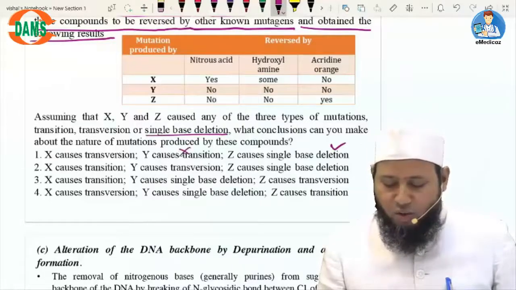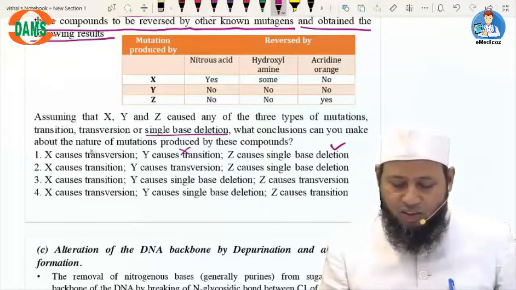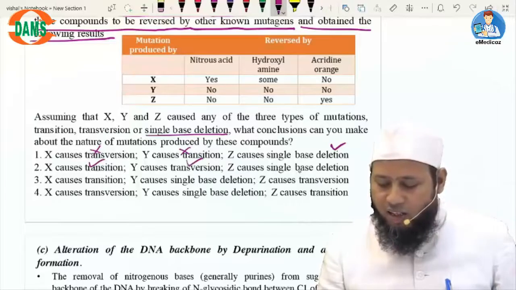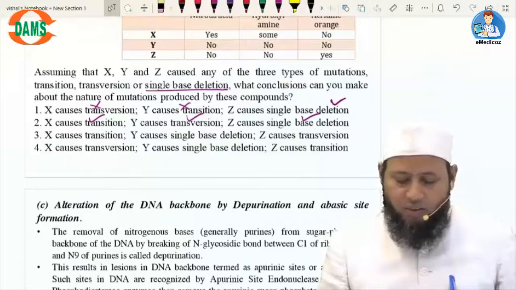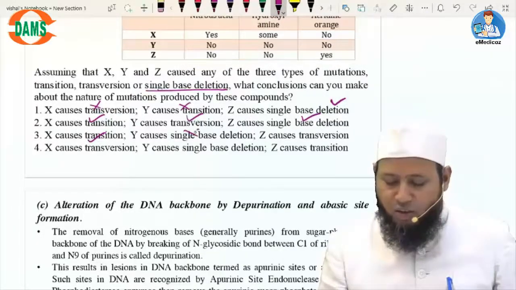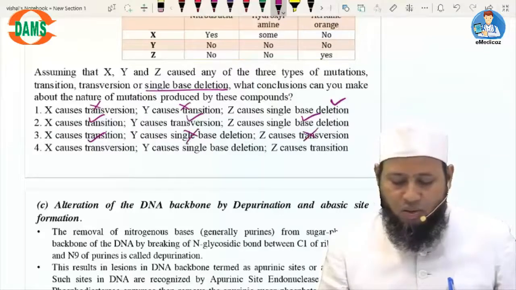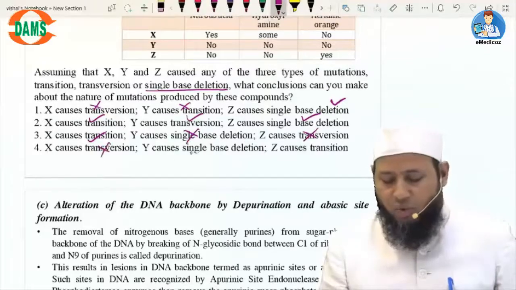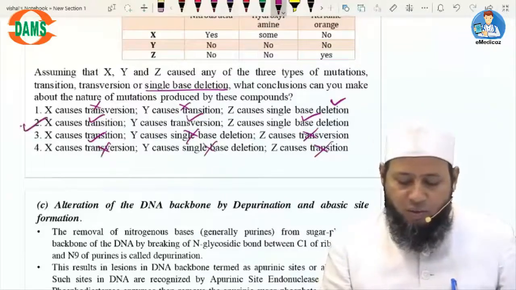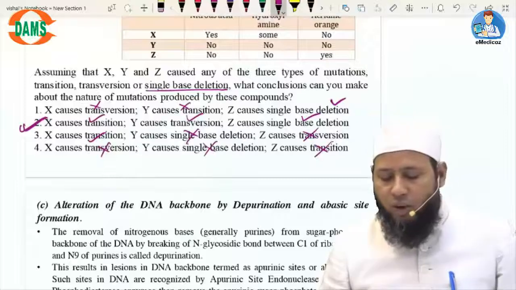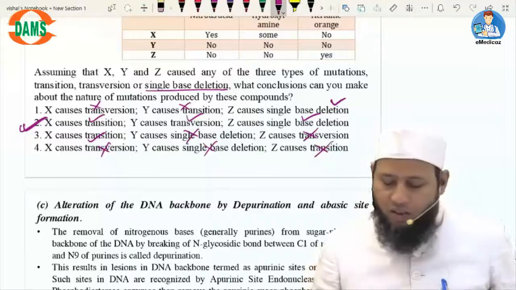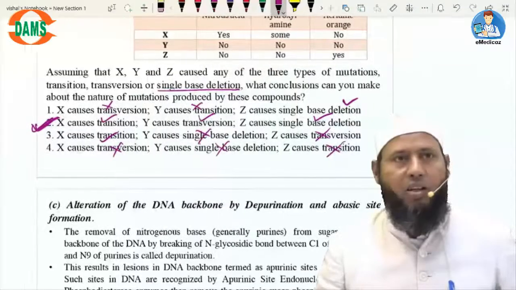Y causes transition, no. Y causes the transversion. X causes transversion, no. X causes transition, yes. Y causes transversion, yes. Z causes single base deletion, yes. Third, X causes transition, yes. Y causes single base deletion, no. Z causes transversion, no. X causes transversion, no. Y causes single base deletion, no. Z causes transition, no. So the answer will be 2. X causes transition, Y causes transversion, and Z causes single base deletion. So option 2 is correct.